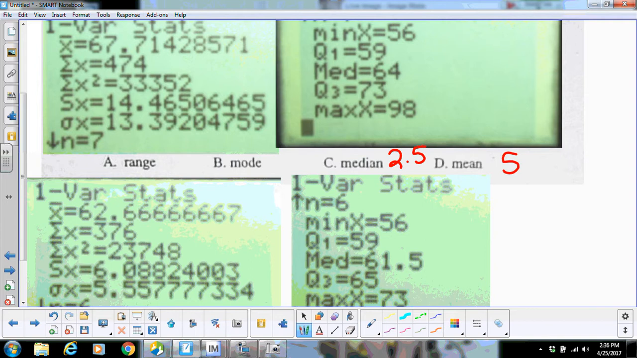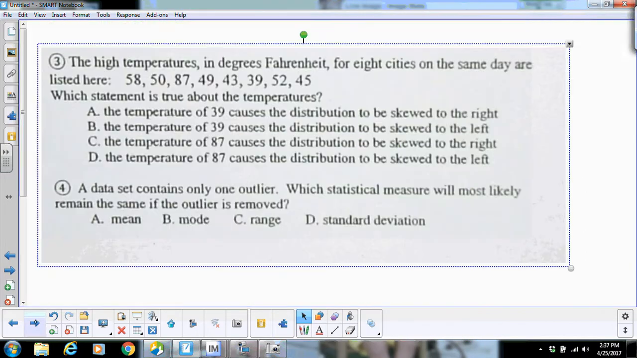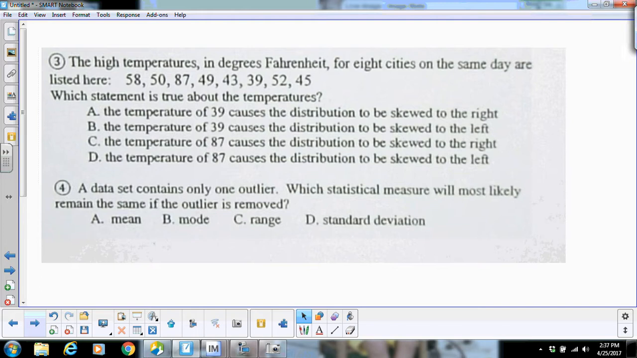The mode, which means the most, that's not changed at all. You just have to look at that and tell. And then the range is going to change drastically as well. So which one is not affected or is least affected? That's going to be your mode. Okay, let's look at number 4, a data set only contains one outlier. Again, just like what happened there, which one is supposed to remain the same, that's going to be the mode, because if it only contains one, that means it's not the mode. Mode means most, which would mean it would happen more than once.